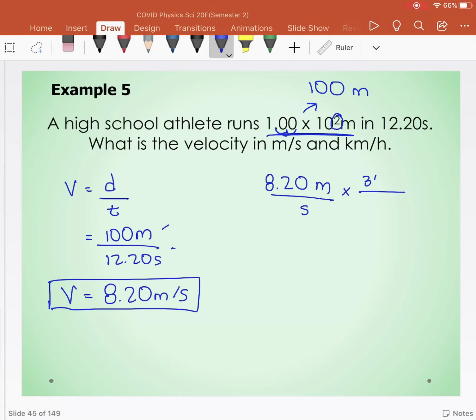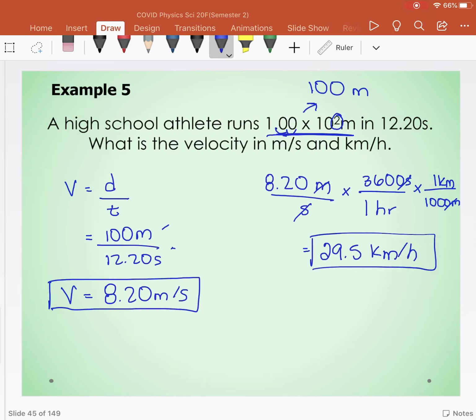to kilometers per hour. Seconds on the top, hours on the bottom, and meters on the bottom, kilometers on the top. Cancel my units where appropriate, but remember, only the unit cancels, not the value. And that would equal 29.5 kilometers per hour.